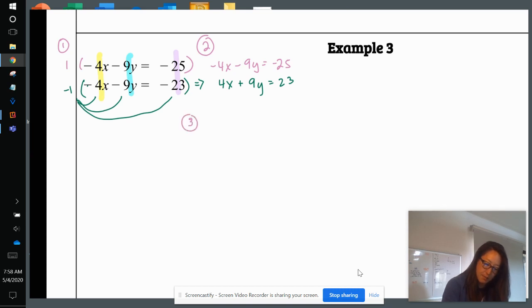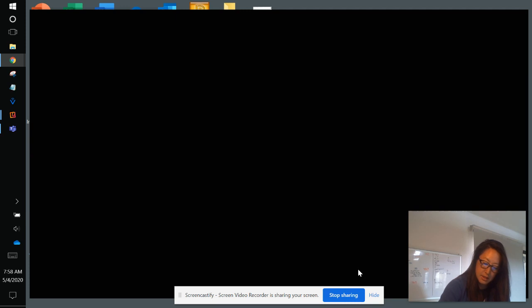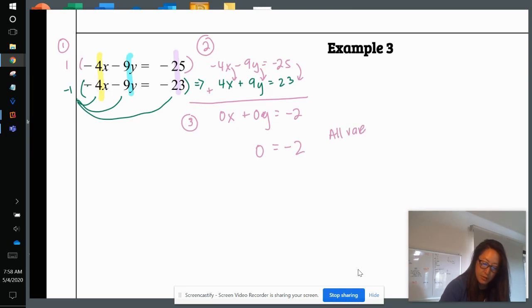We're going to add. So I'm going to add the top equation to the bottom. Negative 4x plus 4x gives me 0x. Negative 9y plus 9y gives me 0y. And negative 25 plus 23 gives me negative 2. So I essentially get 0 is equal to negative 2. Notice all variables are eliminated, which remember means 0x or 0y.